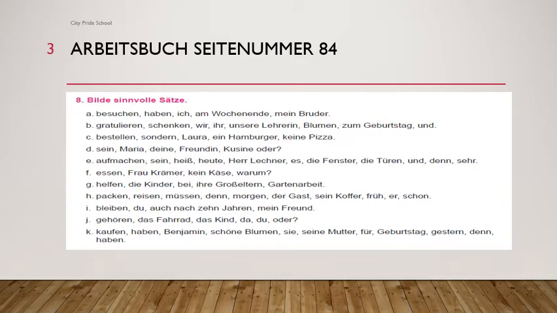This is a normal sentence. Auch nach 10 Jahren means after 10 years. Then J is gehören, which is to belong. Fahrrad is bicycle. Kind is child. K. Kaufen is buy. Haben, Benjamin, schöne Blumen. Schöne Blumen is nice flowers, beautiful flowers. Seine Mutter is his mother. For birthday, gestern is yesterday. Because haben. So now frame the proper, sensible, meaningful sentences.